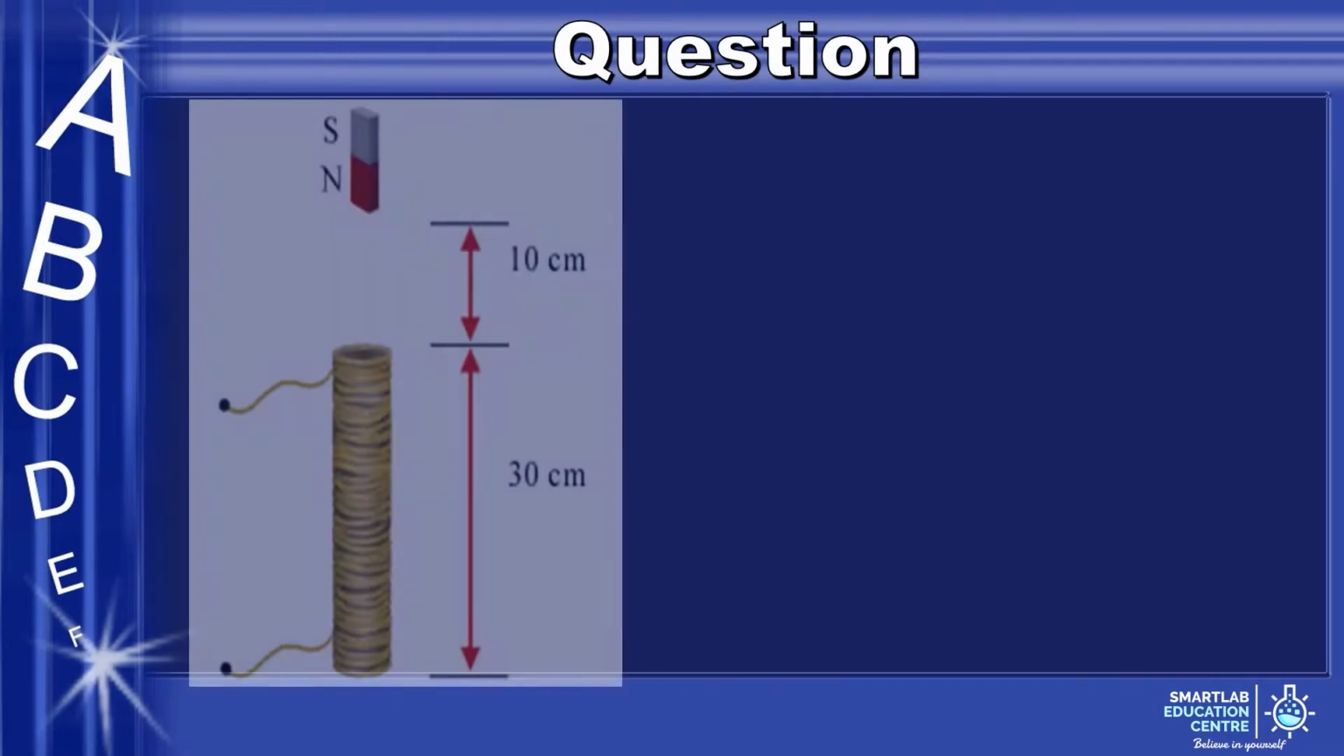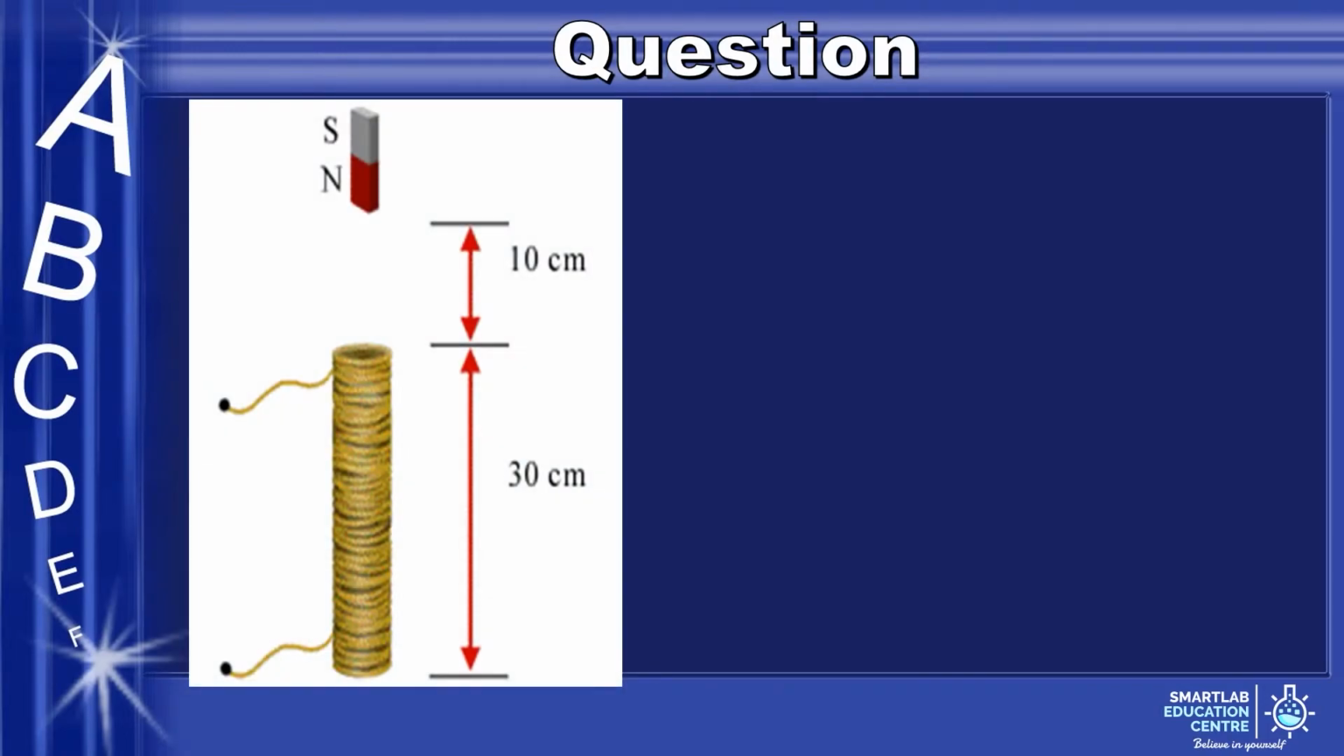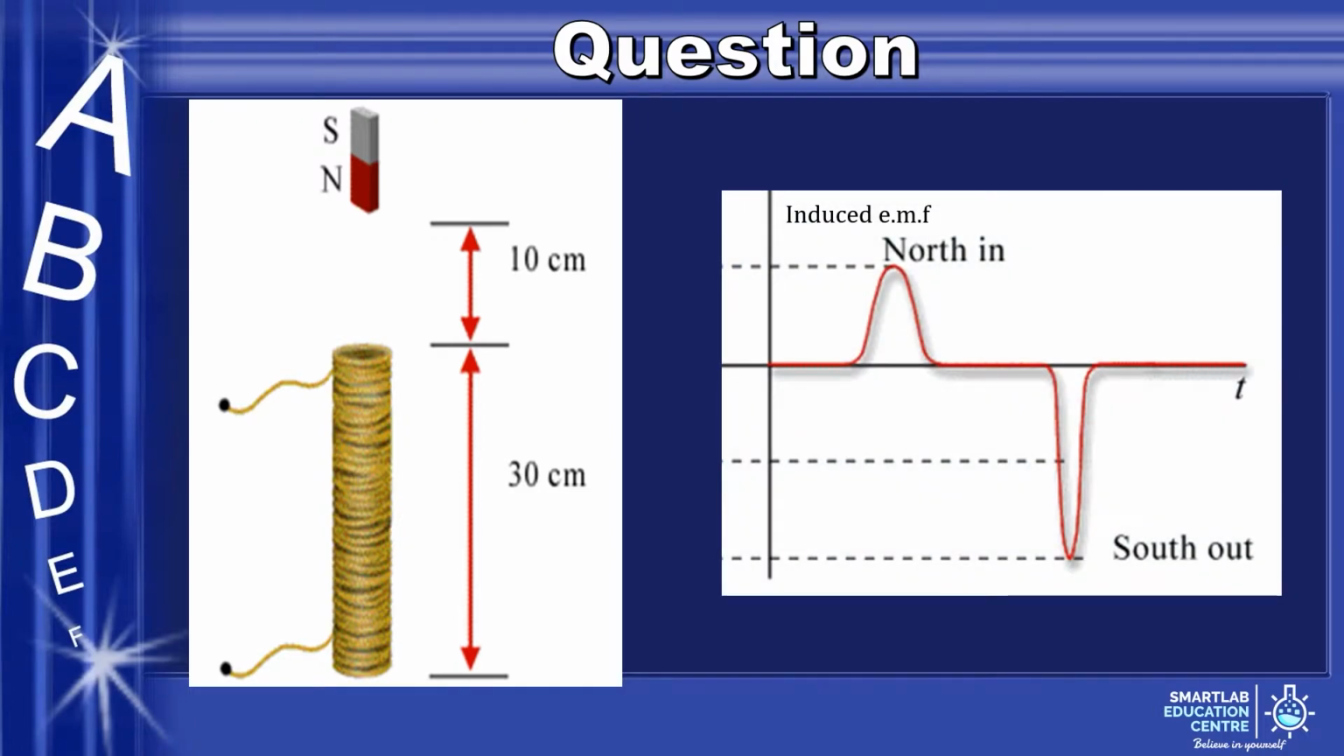Let us touch on a question. Here we have a magnet and a solenoid. In this experiment, we will be dropping a magnet into the solenoid. After that, we receive the graph as shown. As you notice, you will observe that the jump as the magnet enters the coil is shorter and thicker than when the magnet leaves the coil.